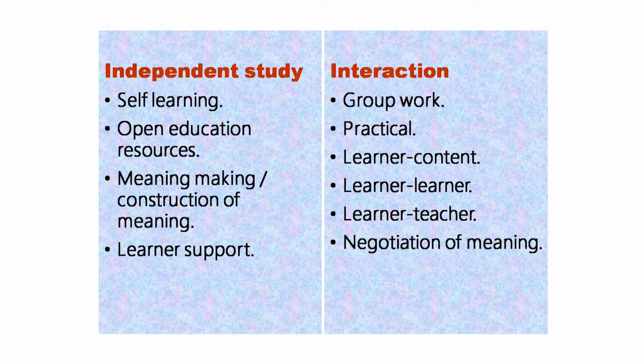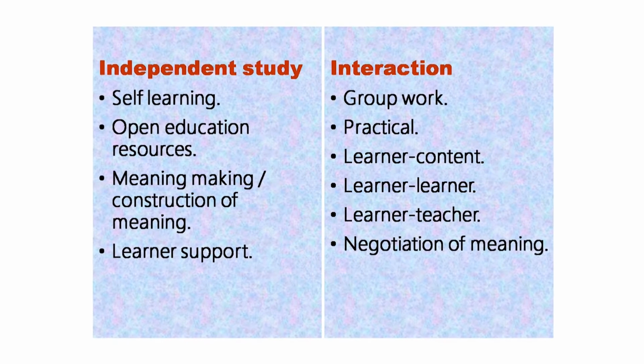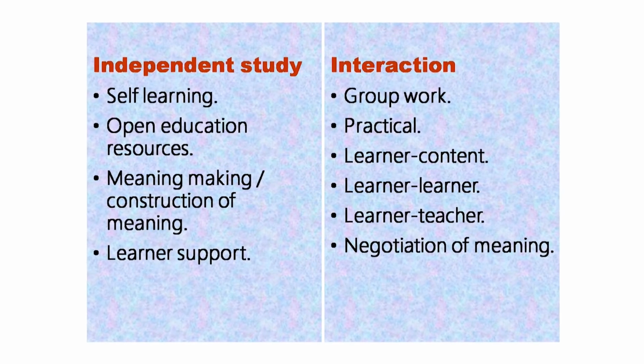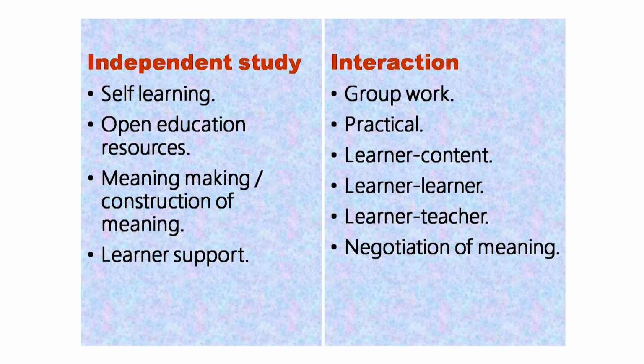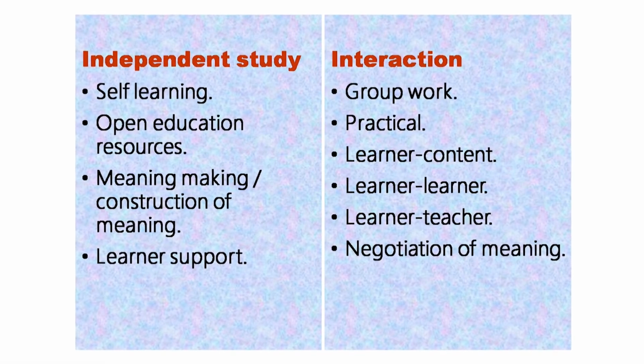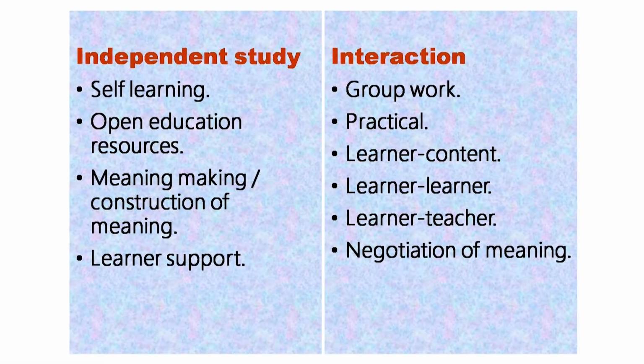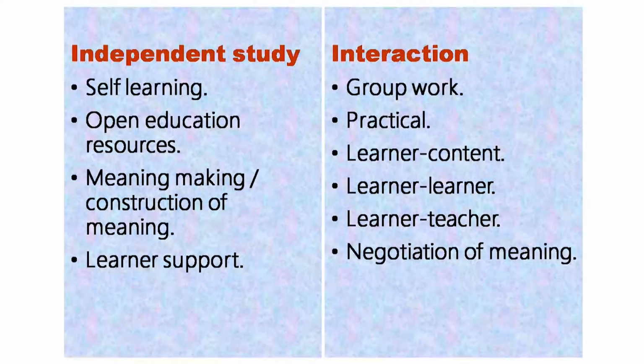So friends, the other issue is how much you can provide for independent study, self-learning, open education resources, and learner support. On the other hand, you need to provide interaction in terms of group work, practical work, learner-content interaction, learner interaction, and so on. You need a balance between independent study and interaction. You cannot leave everything to independent study for a full degree, which is pure correspondence education, the traditional; nor can you leave everything to interaction, which is classroom teaching and learning. We need to make a balance between these two.